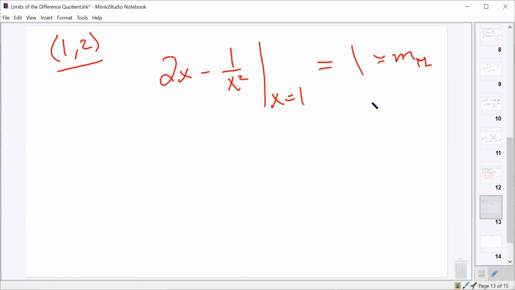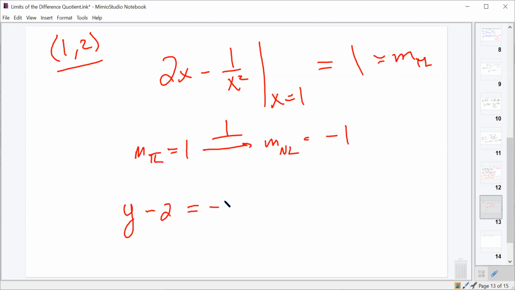But we were asked for the normal line. So if the slope of the tangent line is 1 and the normal line is perpendicular, the slope of the normal line should be negative 1. Negative 1. Good. So this equation should be y minus 2 equals negative 1 times x minus 1.